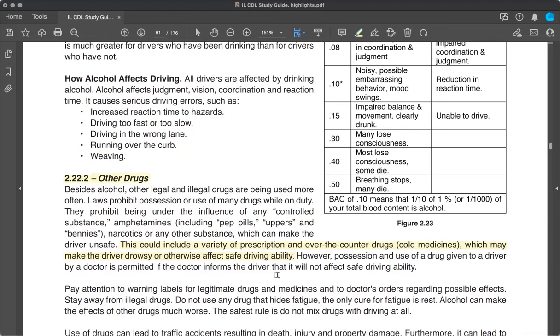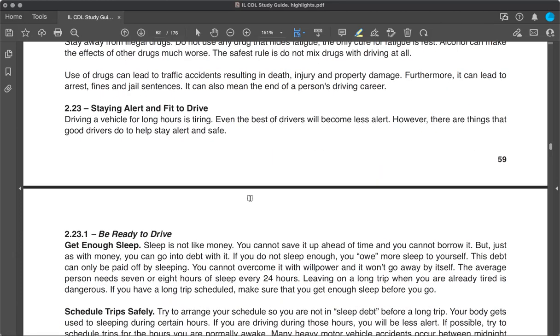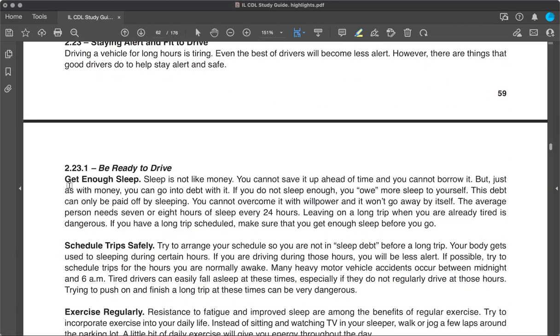So that's all for page 59. Flip over to page 60, and it says, get enough sleep. I think I mentioned before this idea of sleep debt. Sleep is not like money. You can't save it up ahead of time. You can't borrow it. But just as with money, you can go into debt with it. And so they use this terminology: if you don't have enough sleep, you owe more sleep to yourself. And this debt can only be paid off by sleeping. It can't be overcome by just willpower or caffeine.